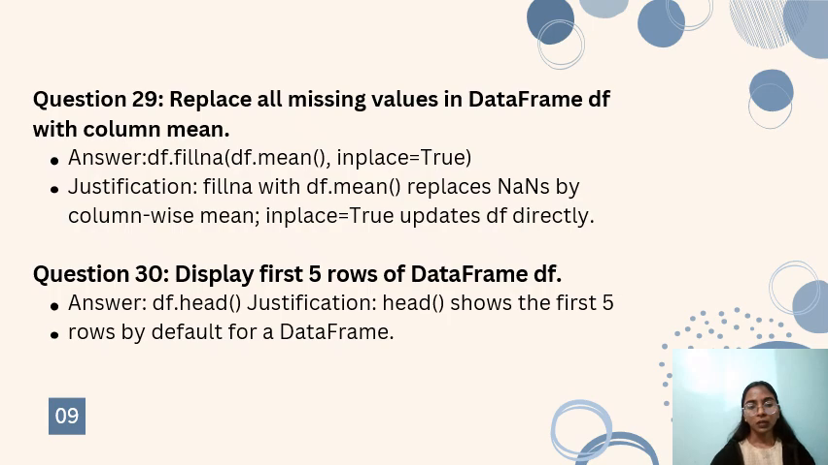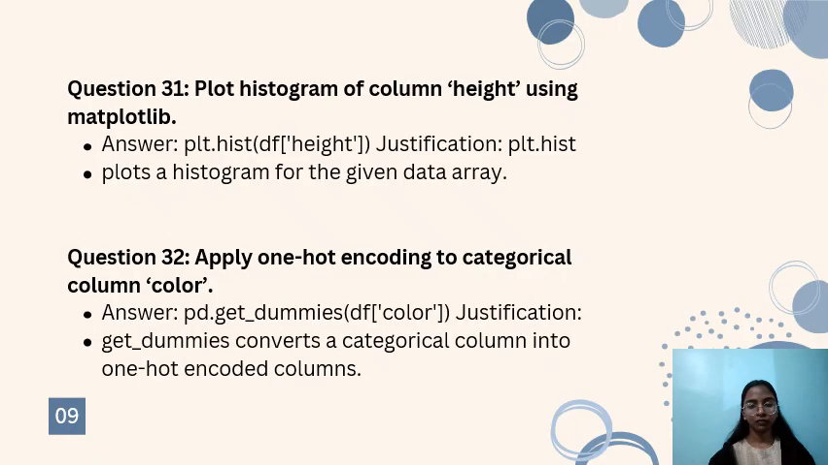Question number 13. Display first 5 rows of data frame df. The answer is the df.head function. Justification: the head function shows the first 5 rows by default for a data frame. Moving towards question number 21. Plot histogram of column height using matplotlib. Plt.hist(df['height']). Justification: plt.hist plots a histogram for the given data array.